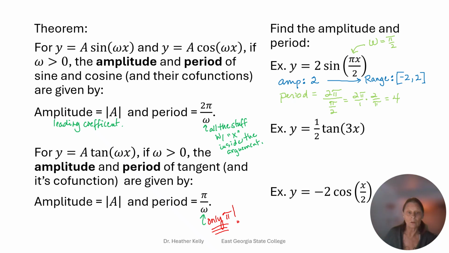Okay. Let's do the next one here. Our amplitude here is 1/2, and what that's going to do is it's going to change our range to -1/2 to 1/2. So it shrunk our graph down, and our period is equal to pi over, remember it's pi, only pi for the tangent, pi over, and what's with that is 3.